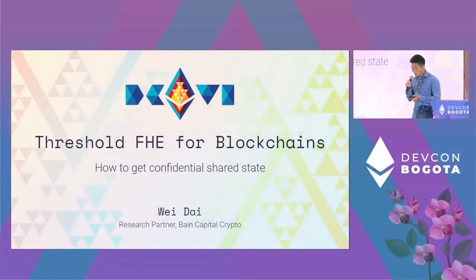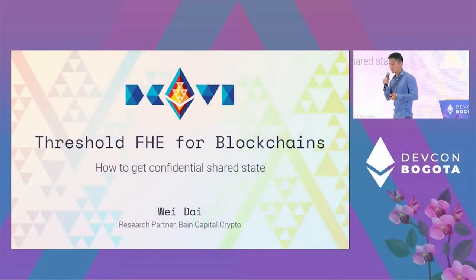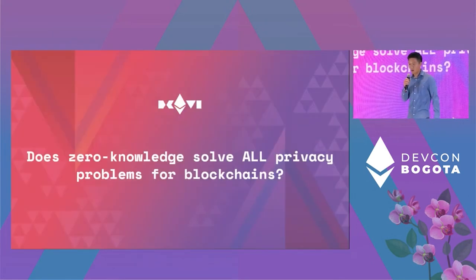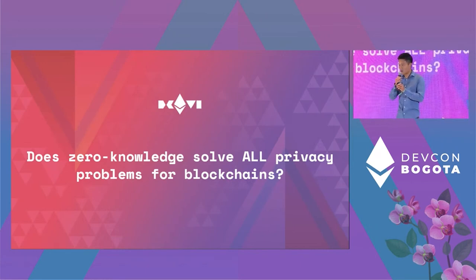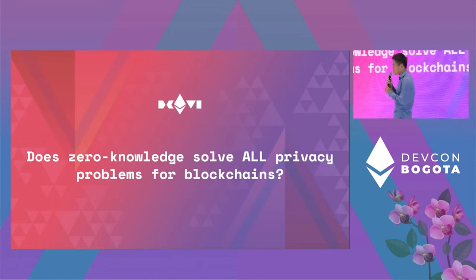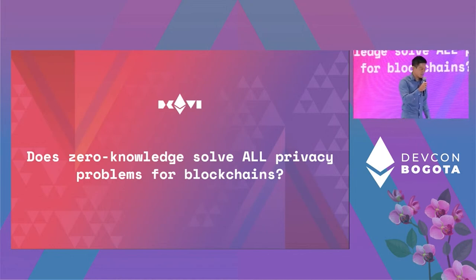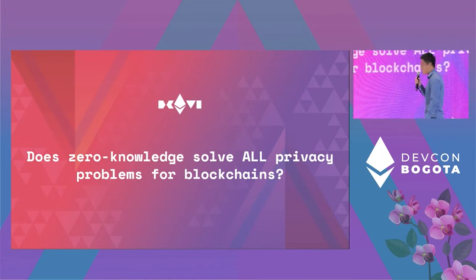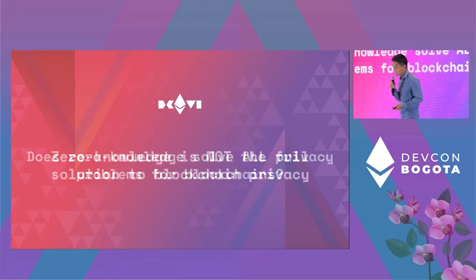Okay, so what I'm going to talk about today is not about zero knowledge proofs. Let me open with a question. Raise your hand if you think zero knowledge solves all the privacy problems in the blockchain space. I see one hand. I see two, three. All right, well, if you didn't raise your hands, maybe you know better than I do, but I don't think zero knowledge solves all the privacy problems, so let me explain why.